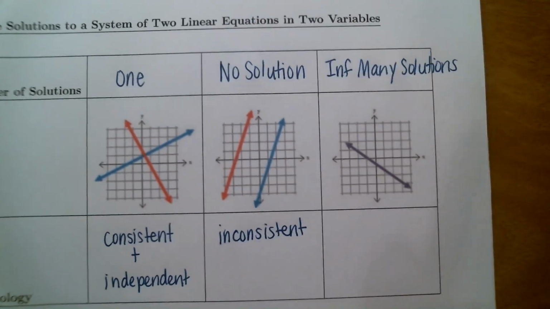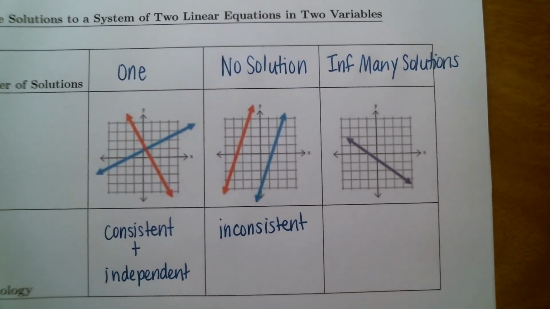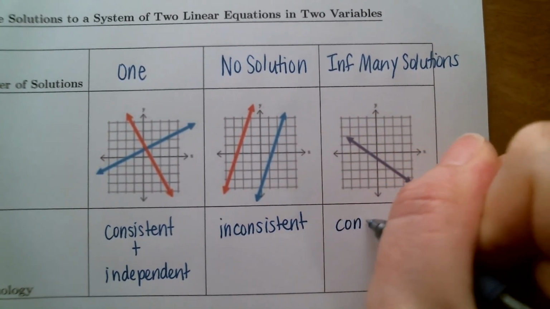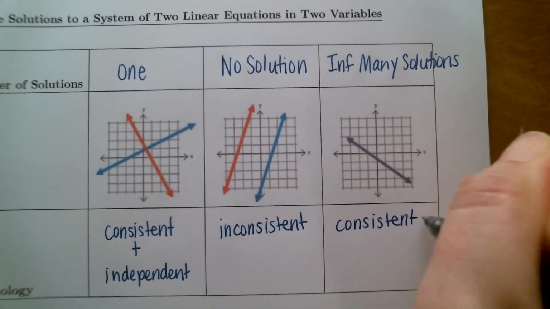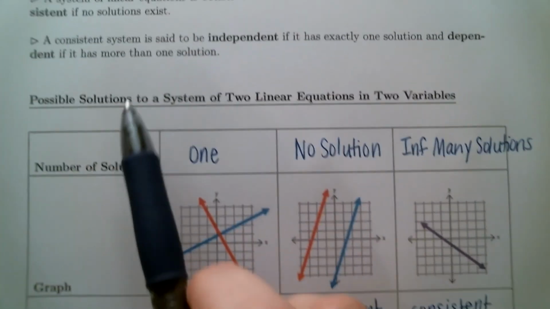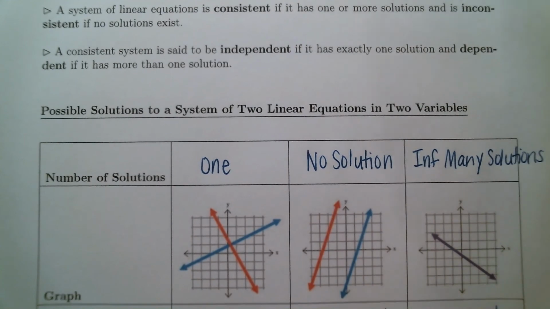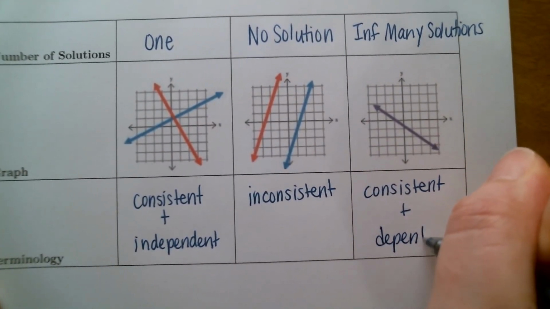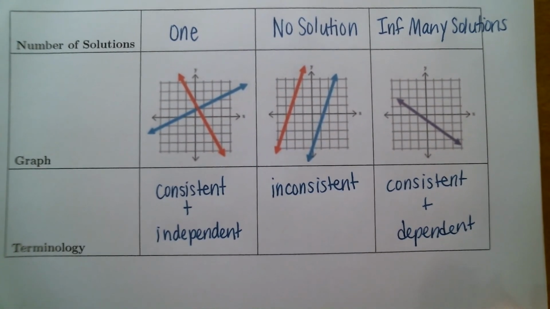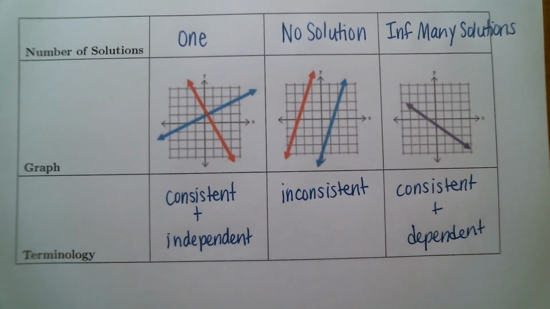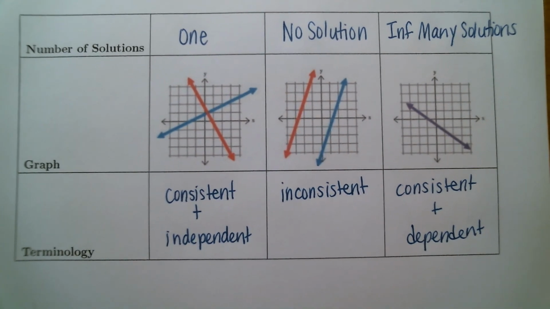Then in the case of infinitely many solutions, remember there is a solution, there's just tons of them. So this would be a consistent system because there is a solution. And since there's more than one solution, this would be a dependent system. If you hear this terminology, this is what it means. So this is a great summary of the possibilities for how many solutions you can achieve for a system of linear equations, and also the terminology that goes with each situation. Now we will get into the substitution method.